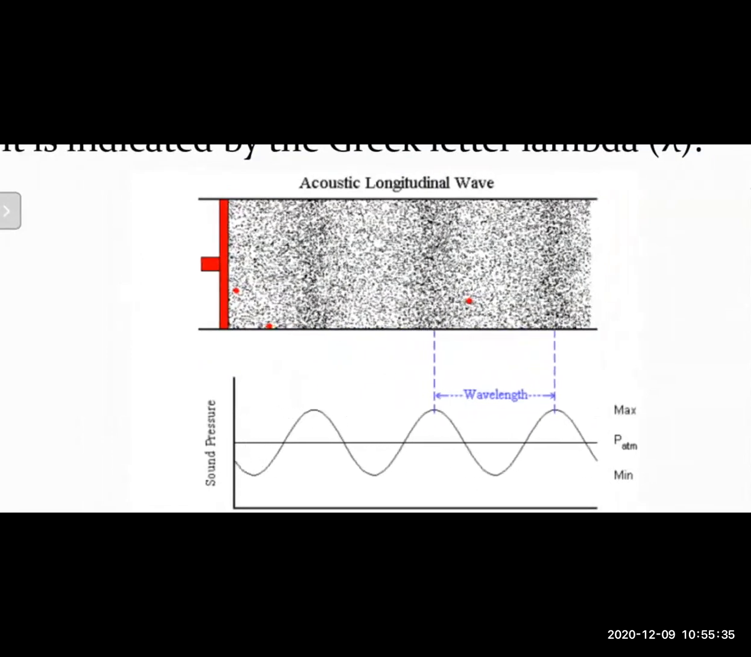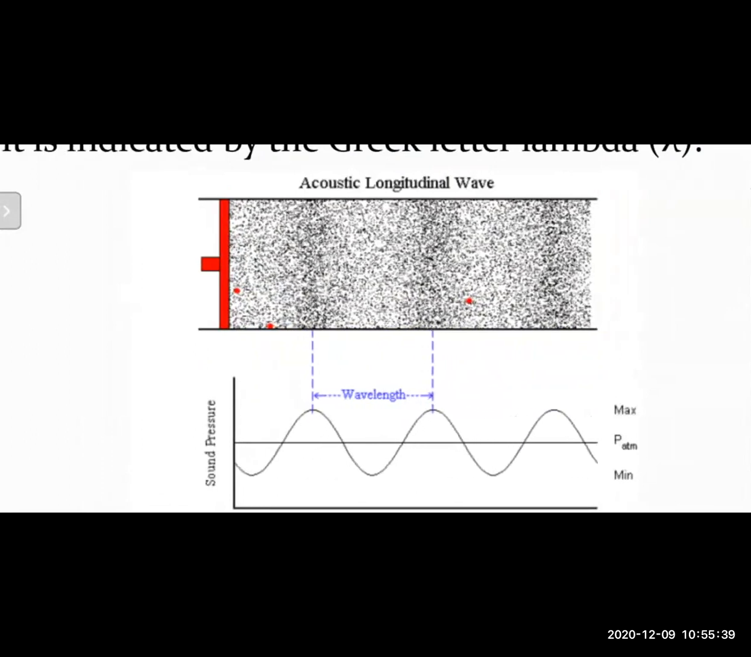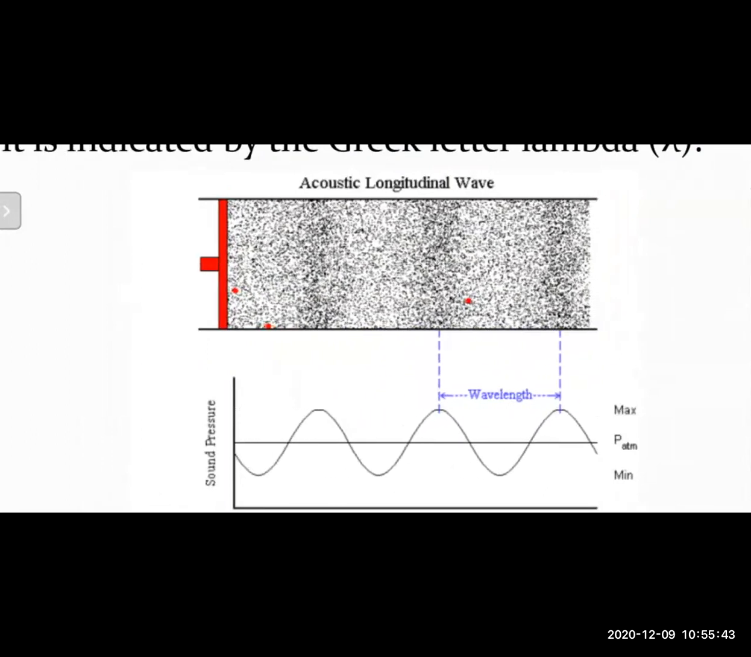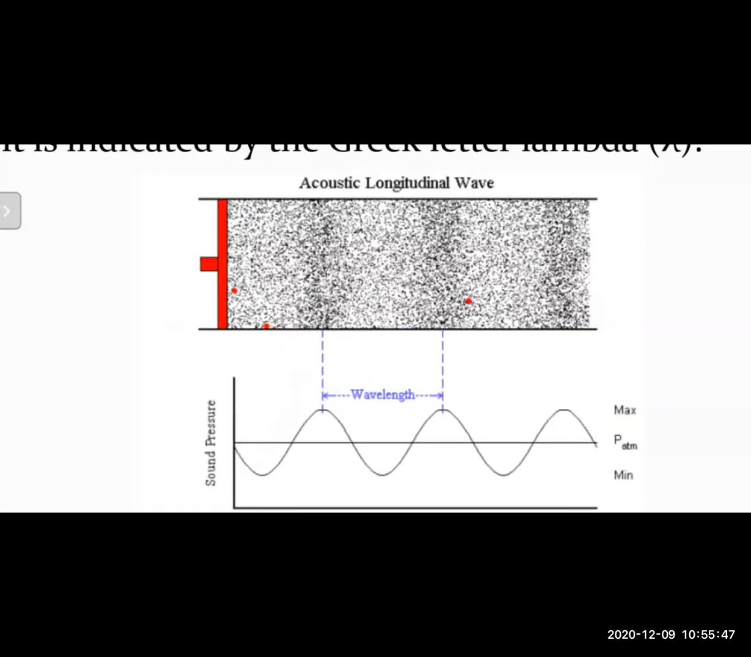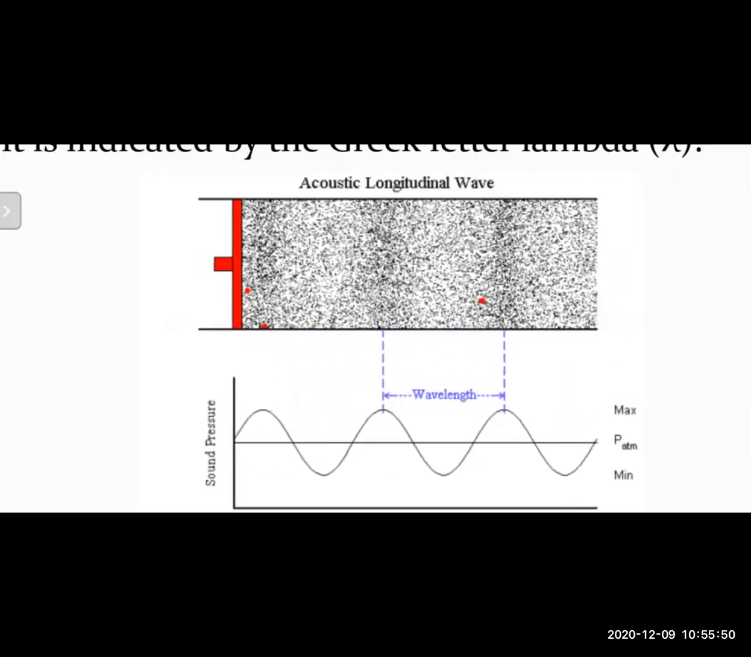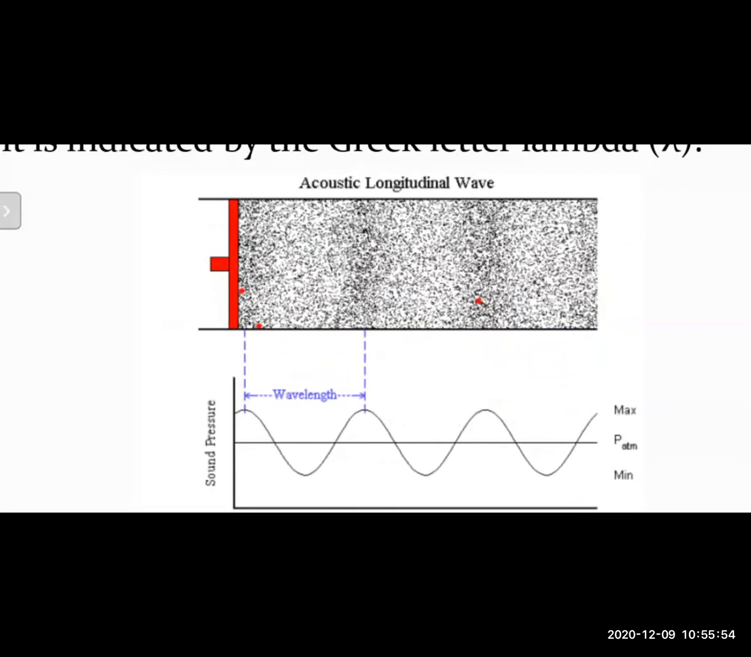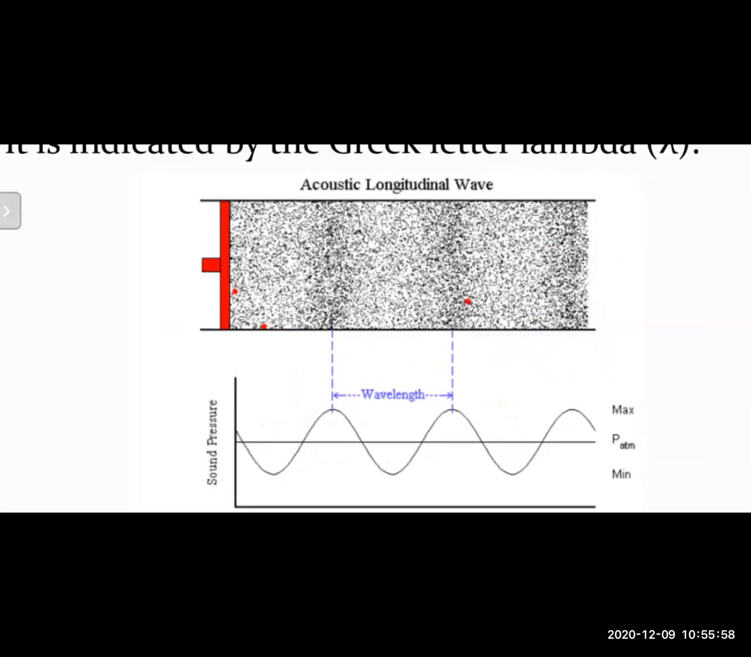You can see those compressions which are shown as dark bands and rarefactions as light bands. So these compressions are shown in the bottom wave in the form of a crest, the top peak of the wave. The distance between two consecutive peaks, which we call crests, is called a wavelength. And all waves have a characteristic wavelength, right? So every wave should have a given wavelength. It is a very important characteristic property of a wave.